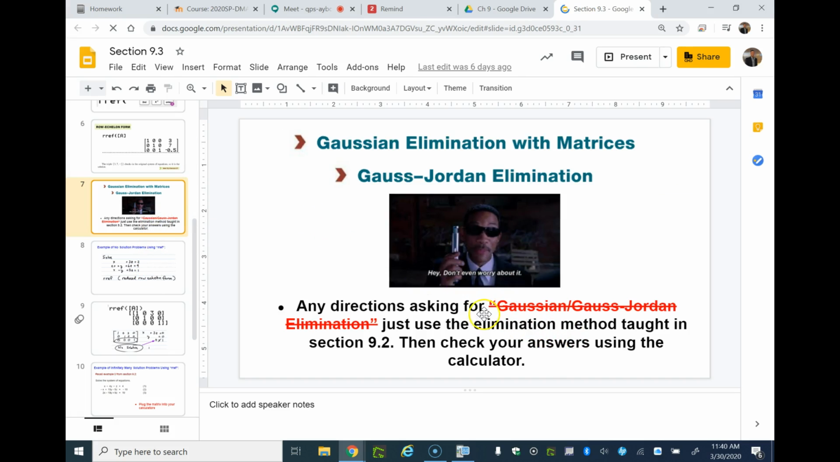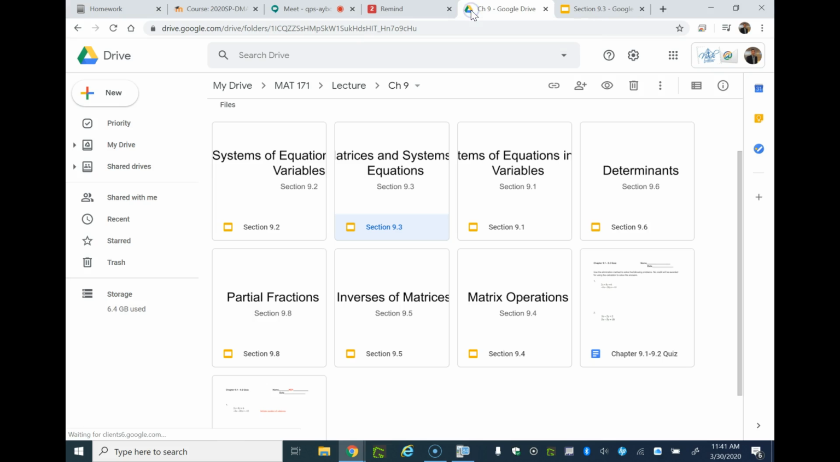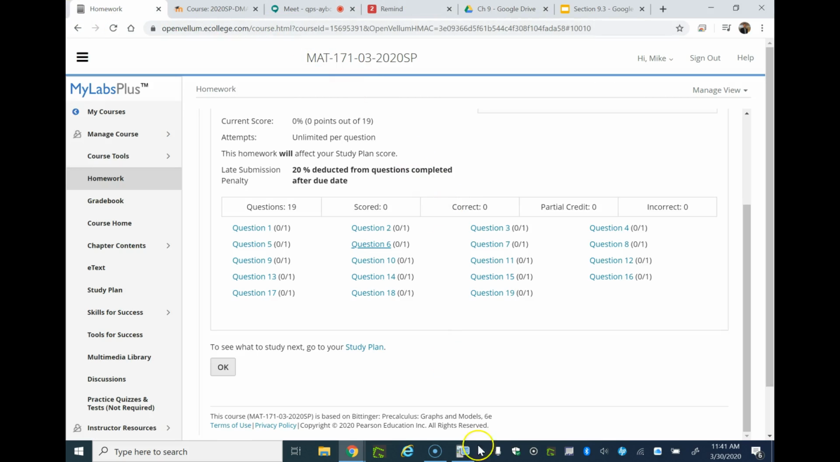So right here in this slide, this is what I'm going to go over. Any directions asking for this right here, don't worry about this process. This process is very confusing. If you look at the viewing example, it's really confusing how to do it. So I just want you to use the elimination method taught in section 9.2. Then you can check your answers using the calculator. So on the test, if it has its directions, I need to see the work using the elimination method, but you are allowed to check your work using the calculator. Does that make sense? Okay, let's do an example of that one then.